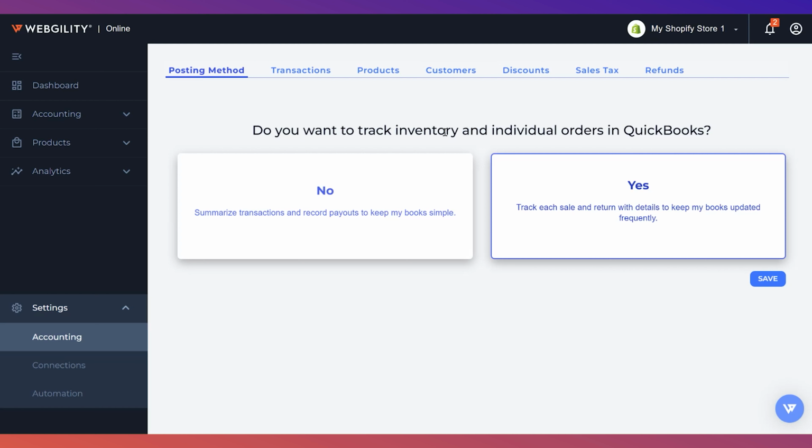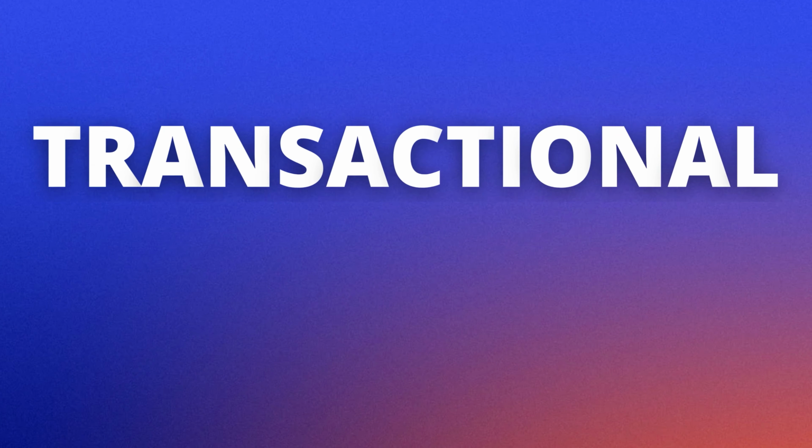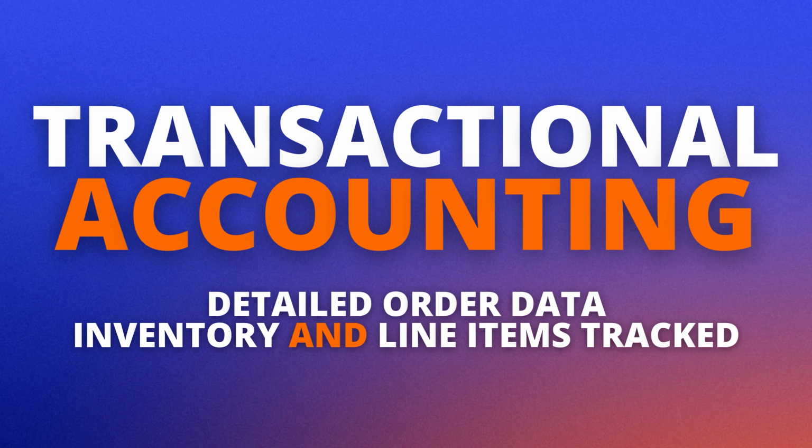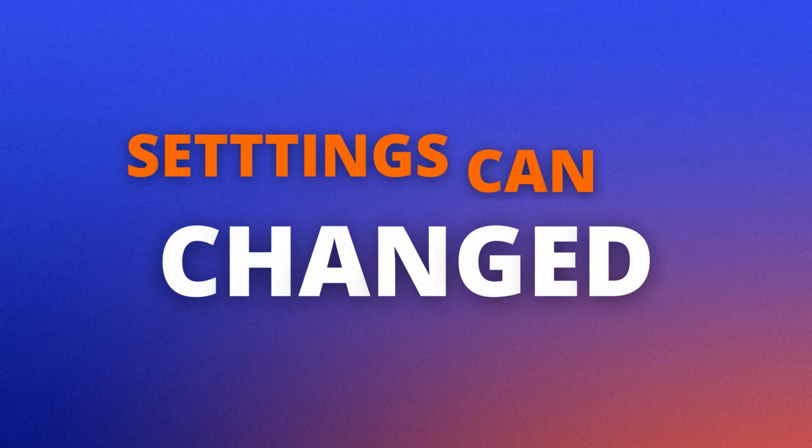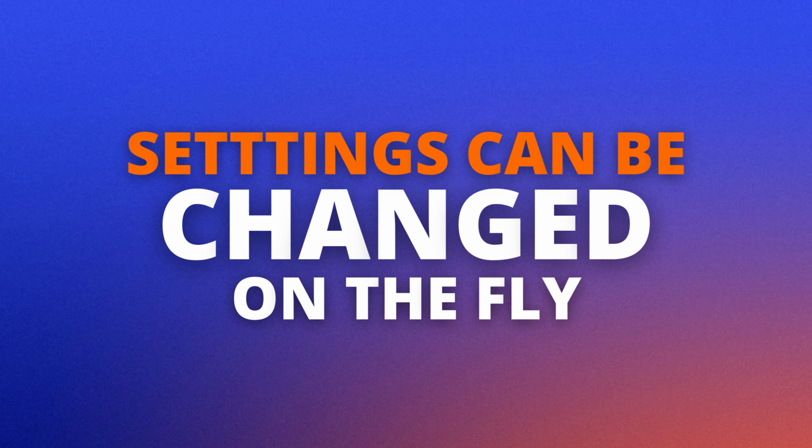With the Pro plan, you're able to decide between summarized order data via journal entries, or get a more granular view through individual transactional accounting. Transactional accounting gives you full control over each order and how it's pulled in. You can change this setting at any time if you're still working out your workflow, and you'll see the options and settings change to reflect the process you've chosen.